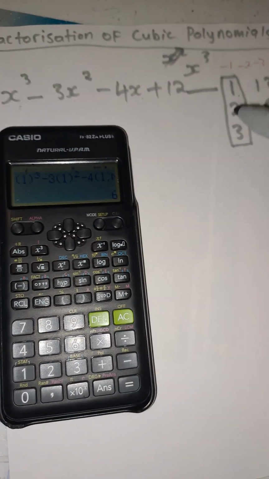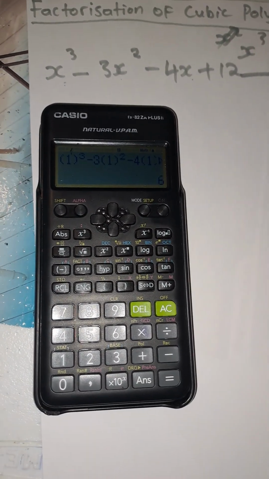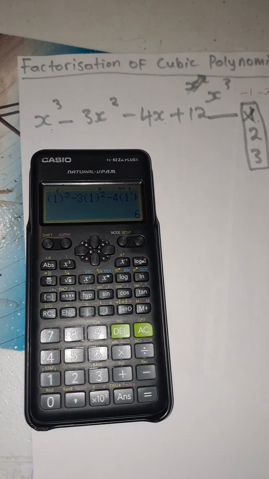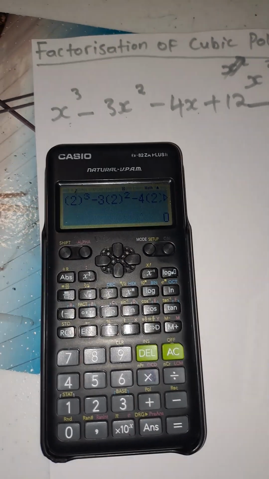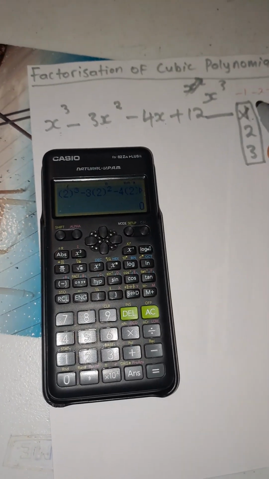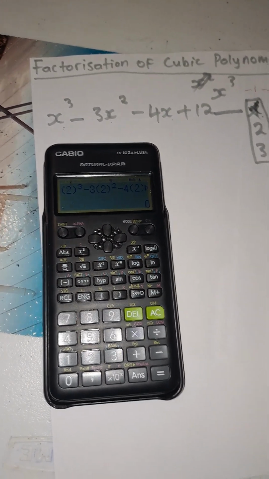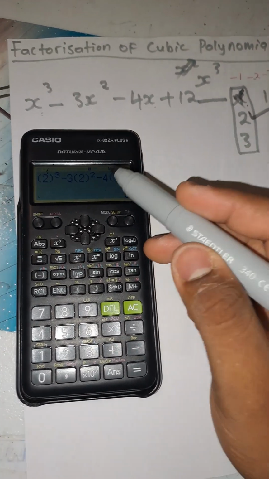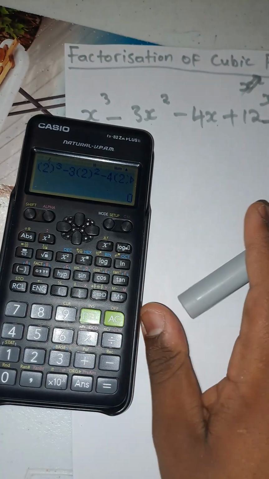Here's my calculator. Check. I've used 1, and this is what I get, 6. So 1 is not going to work. Let me try using 2. You see what I'm talking about? 1 gave me 6, so it is not going to work because I want to get 0. I have used 2 as a factor of 12, and it gave me 0. So I'm going to use 2.